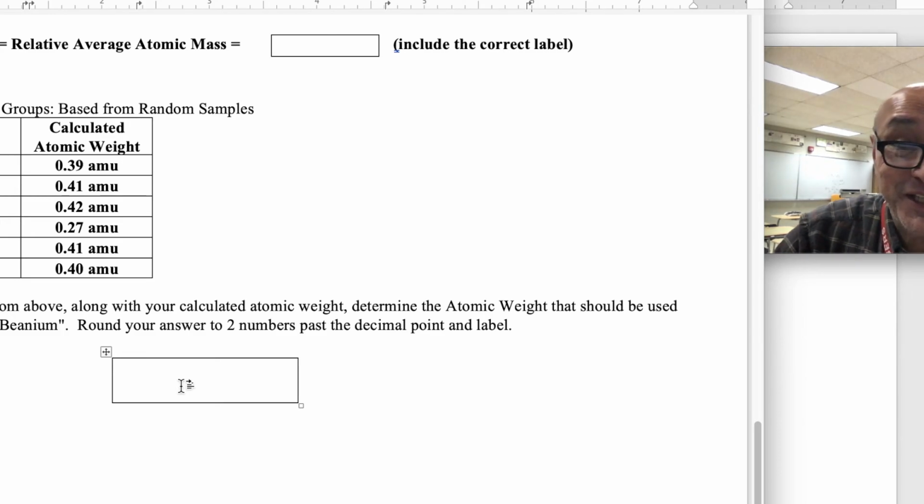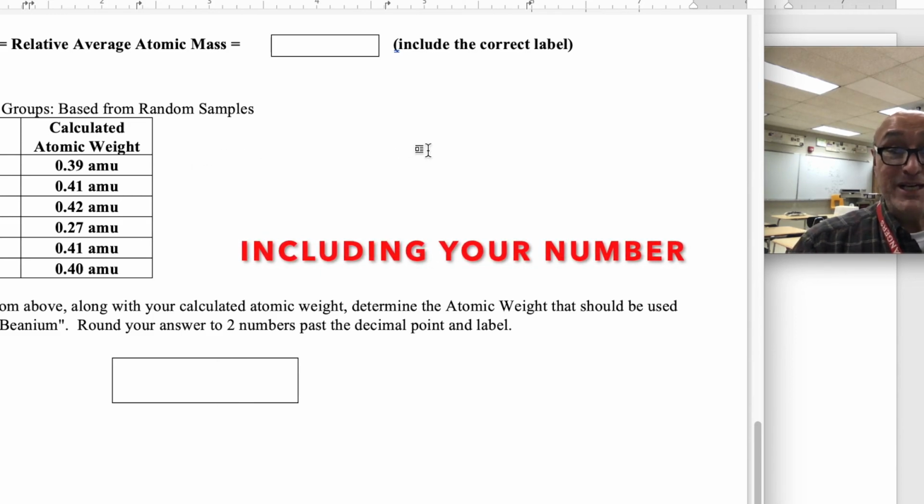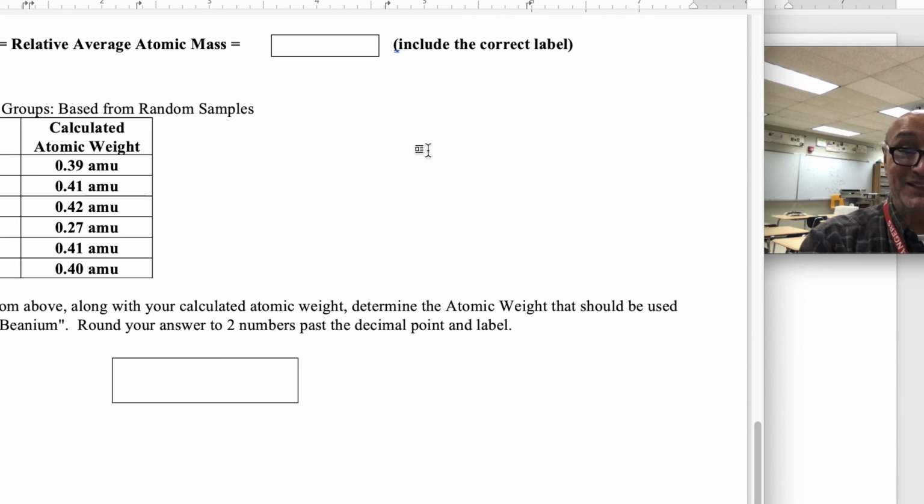If you forgot how to get an average, remember the numbers that you're going to use. You're going to add them all up and then divide by however many numbers you added together. That's how you get an average. And then I want you to round it to just 2 numbers past the decimal point and then label it correctly.